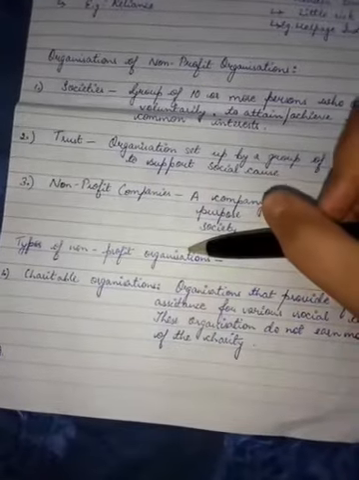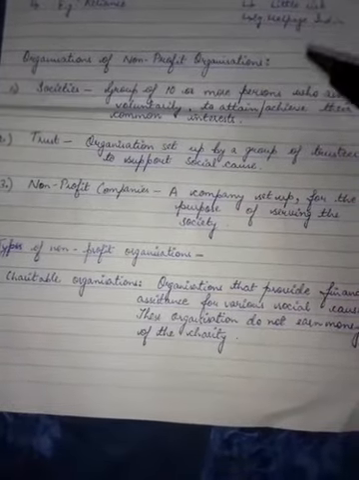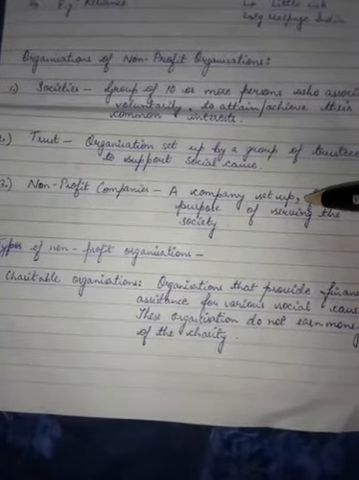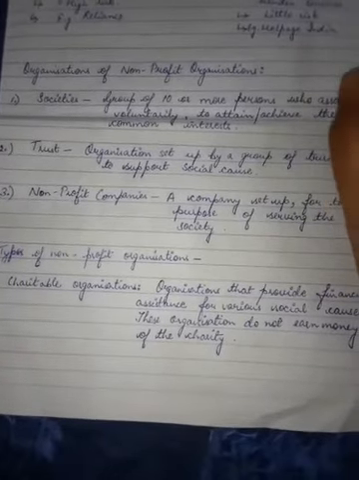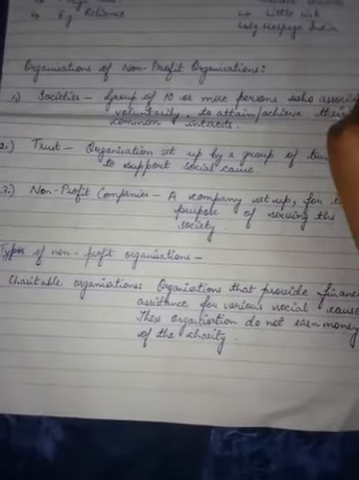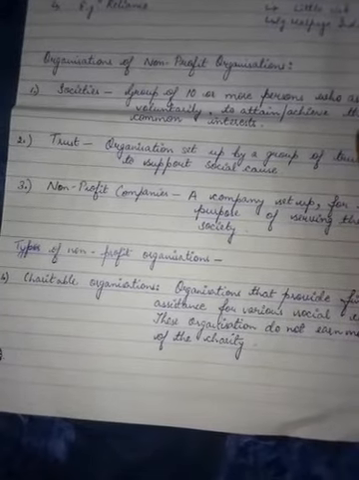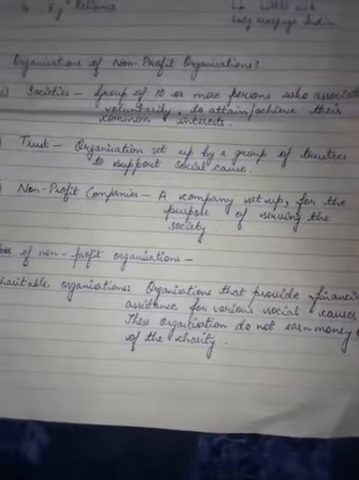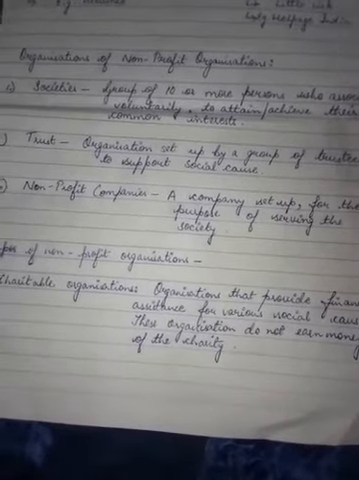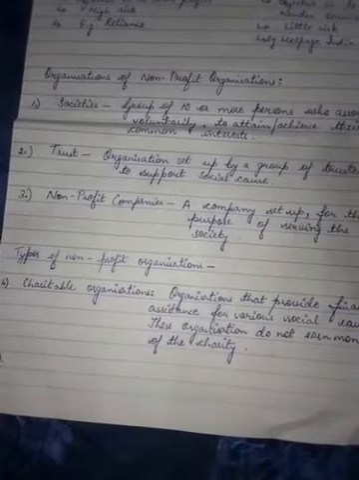In types of non-profit organization, please note it's a very important segment of this chapter. There are 3 important organizations that are frequently asked in your board exams, right? The first one is charitable organization, the second one is commonwealth organization, and the third one is mutual benefit organization. We'll understand each and every organization very thoroughly.